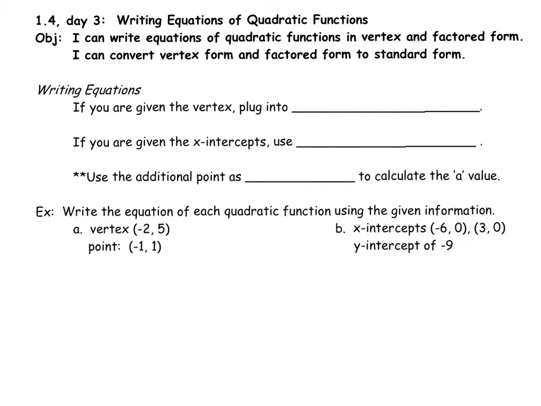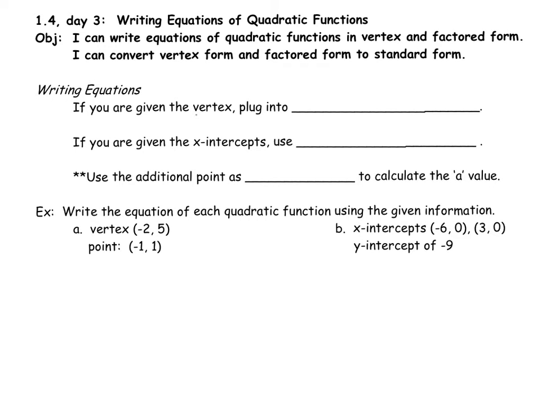The third portion of Lesson 1.4, Writing Equations of Quadratic Functions. In this lesson, we're just working completely backwards. Given information about the graph, we will generate the equation. There are only two methods we'll use for this.